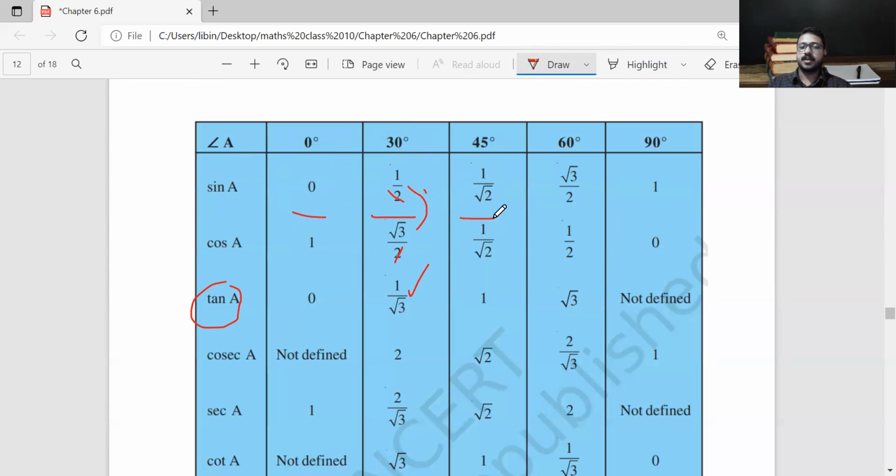Then tan 45 is 1 divided by 1, the answer is 1. And for tan 60, when we divide, this 2 gets cancelled and the answer is root 3. And then finally tan 90 is equal to sin 90 divided by cos 90, and again that is 1 divided by 0. We know that such a value is not defined.